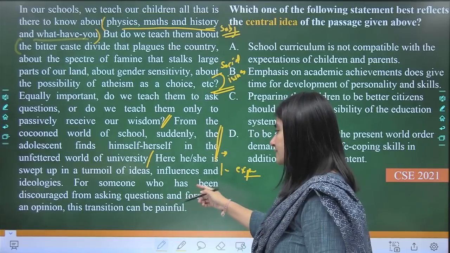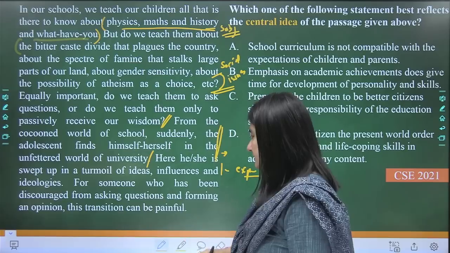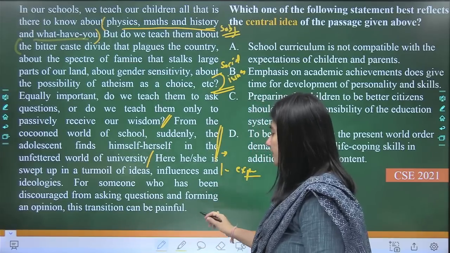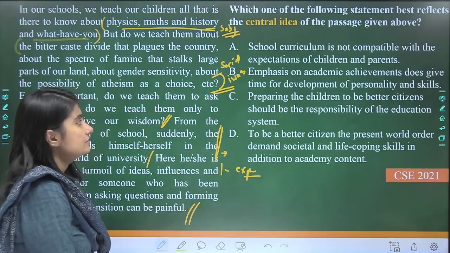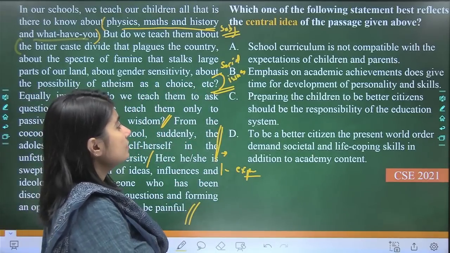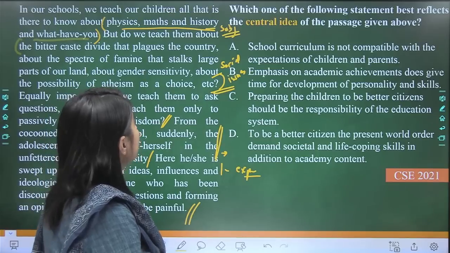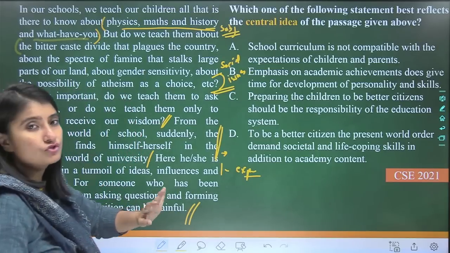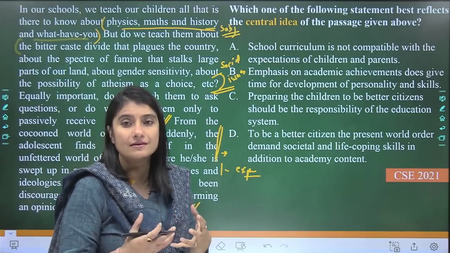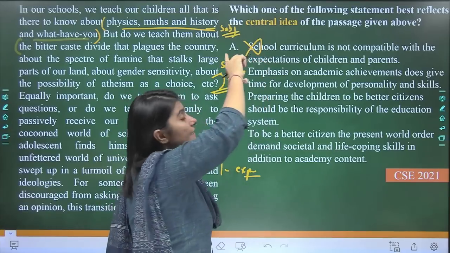For someone who has been discouraged from asking questions and forming an opinion, this transition can be painful. Okay, now let's look at all these questions. School curriculum is not compatible with the expectations of children and parents. Now here, we are not just talking about schools, we are talking about children. So it can never be about school curriculum. We are looking at the central idea.